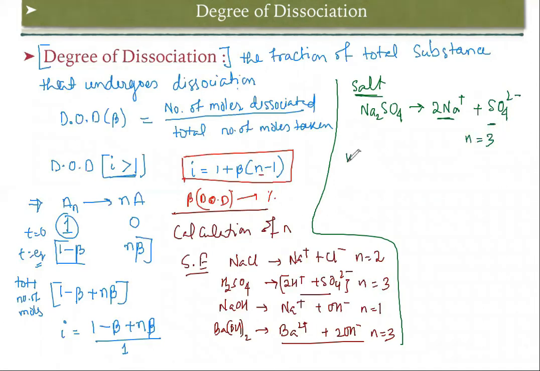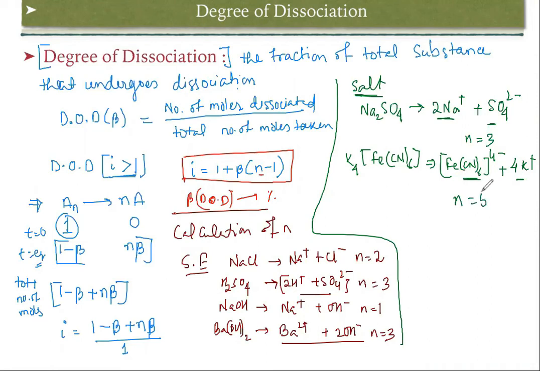Now you can think of one complex, that is K4Fe(CN)6. Here if it dissociates, it will give Fe(CN)6 4- plus 4K+. So how many moles? This is 4, this is 1, total 5. So here n is equal to 5. After getting n, beta will be given and you can easily find out the van 't Hoff factor.